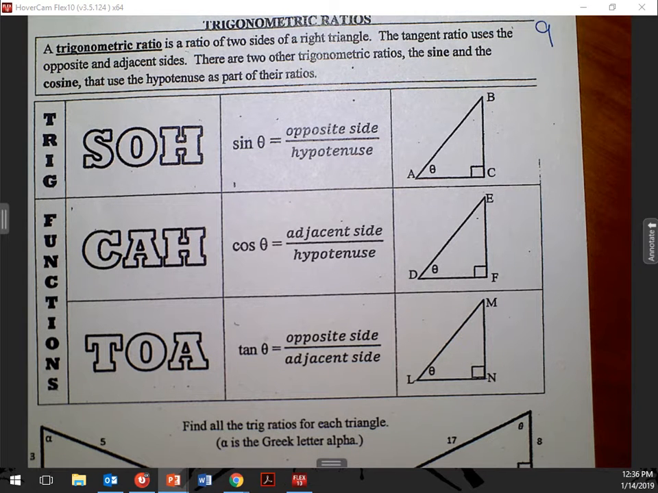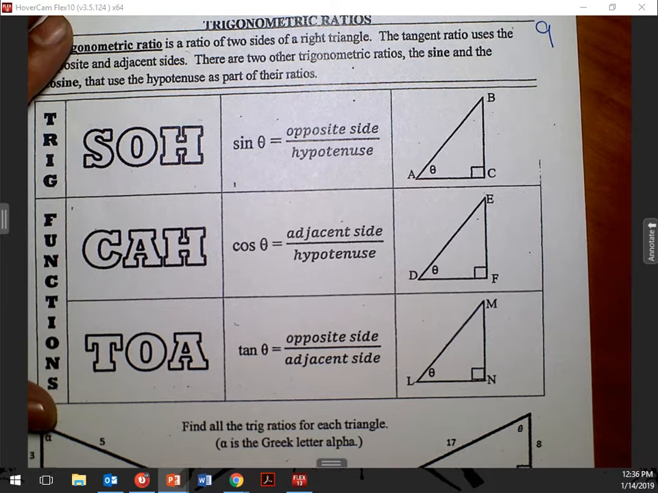There we go. So we got theta over here. Theta on this one is where we're starting out. Theta is a Greek letter that signifies the variable of my angle, right? It's kind of like x, but when we're talking about angles, it's going to be theta. So let's take a look.